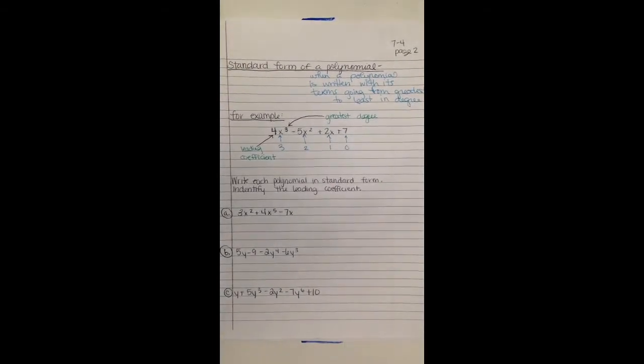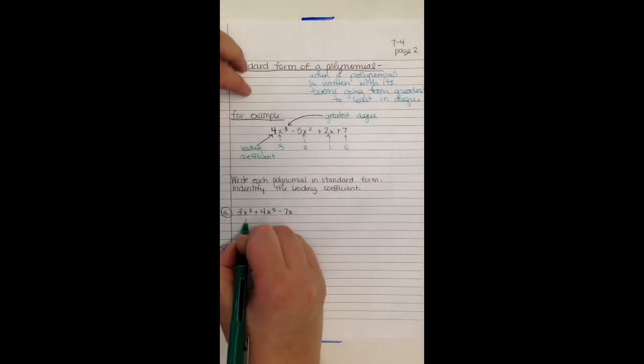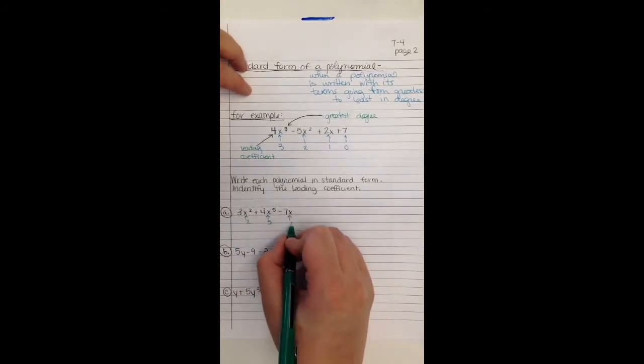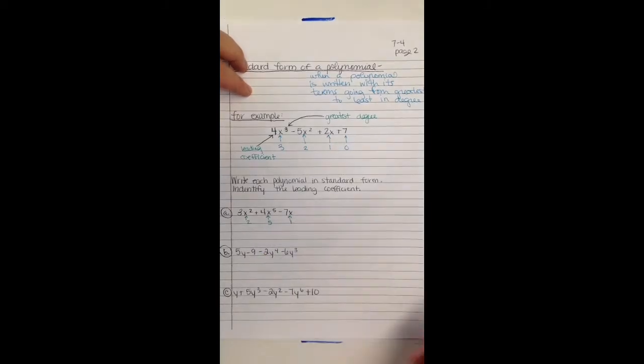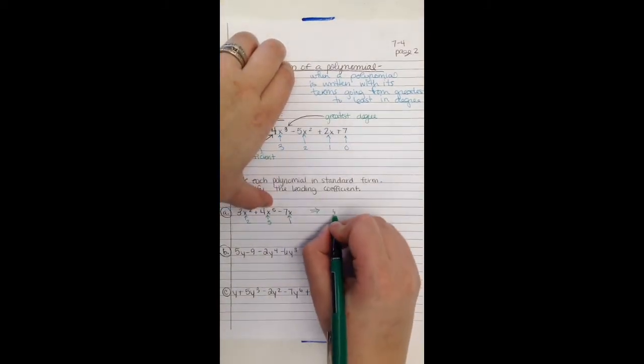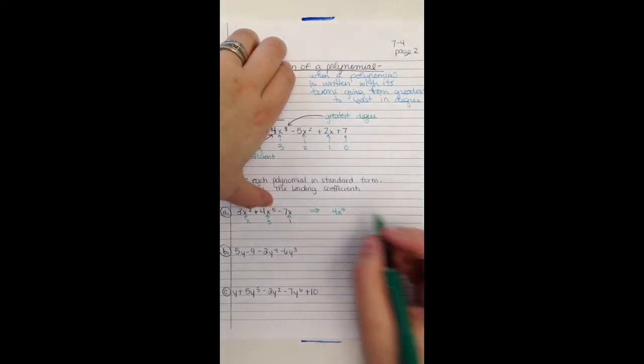Okay, so write each polynomial in standard form, identify the leading coefficient. So I have 3x squared, the degree is 2, 4x to the 5th, my degree is 5, and 7x by itself, so it's just 1. So I know that the 5 has to come first, so I'm going to rewrite this as 4x to the 5th. This is positive because there's a plus sign in front of it.